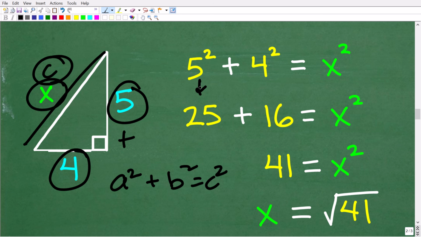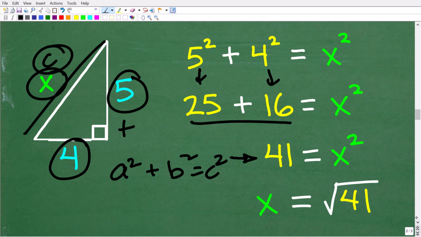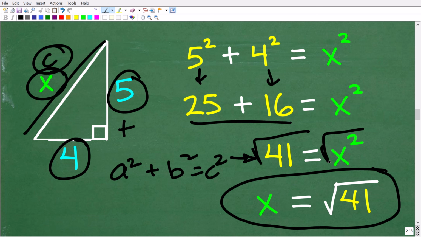All right, so 5 squared is 25, plus 4 squared is 16. 25 plus 16 is 41, and that is equal to x squared. So to solve for x, all we have to do is take the square root of both sides. So x is equal to the square root of 41. Okay, so this is the length of the hypotenuse here in this particular right triangle. So now we need to use this information to solve the other triangle.